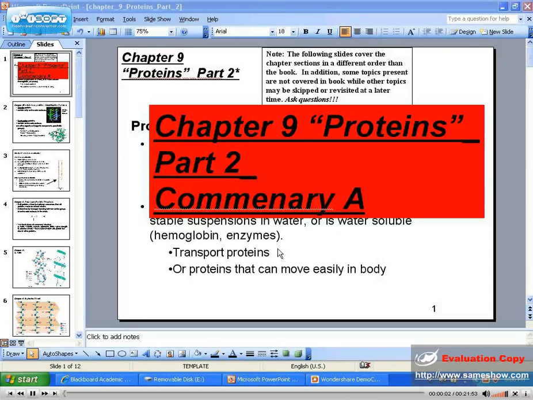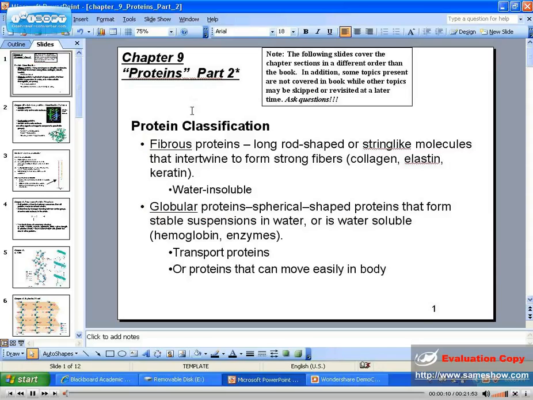This is the Chapter 9 Proteins, Part 2 commentary. In this commentary, we're going to touch upon various ways to classify protein, both the overall protein itself and different levels of the protein based on its what we call primary, secondary, tertiary, or quaternary structure. We also talk about how to disrupt proteins, but let's not get ahead of ourselves. We'll start off with protein classification.